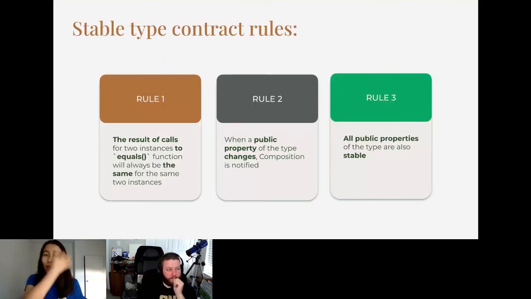So the runtime has a defined set of rules to help the compiler detect this smart recomposition. Rule number 1, making sure that the result of calls to equals of two instances are the same. Rule number 2, when a public property changes, composition is always notified. Rule number 3, all the public properties of the type have to be stable.